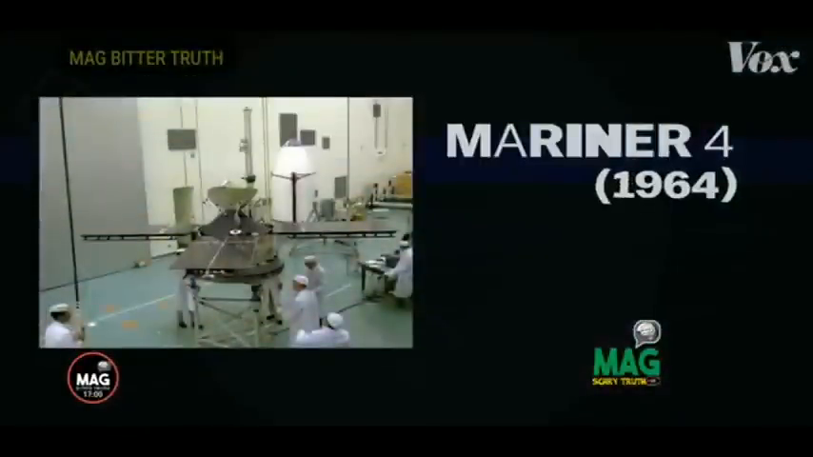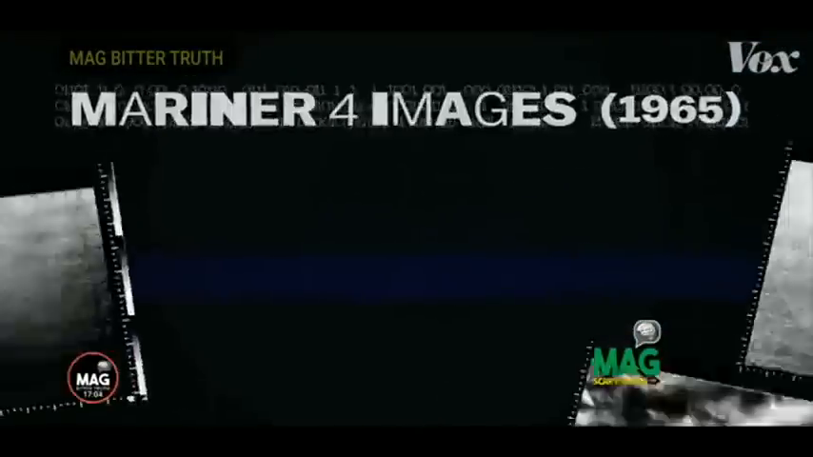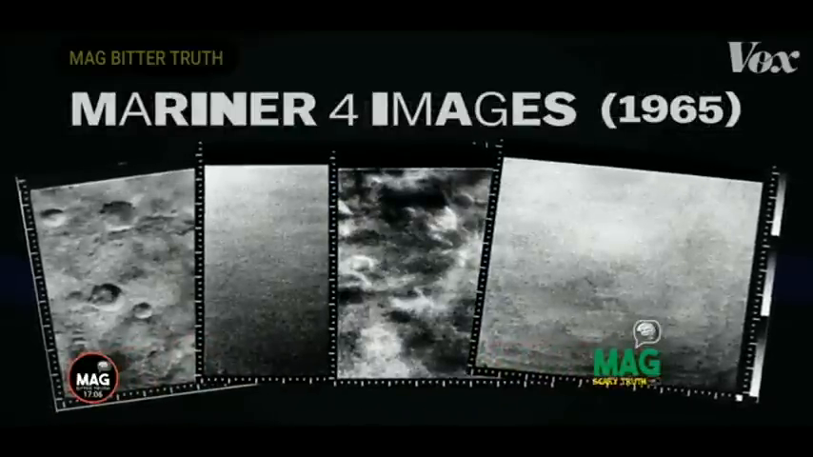When NASA's Jet Propulsion Laboratory launched Mariner 4, it was the first flyby of Mars, and it transmitted back the first up-close photographs of the planet.